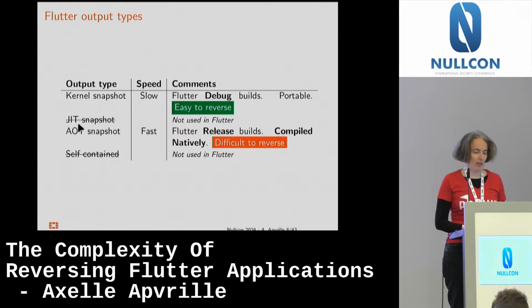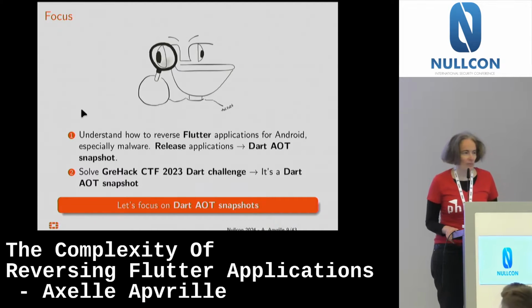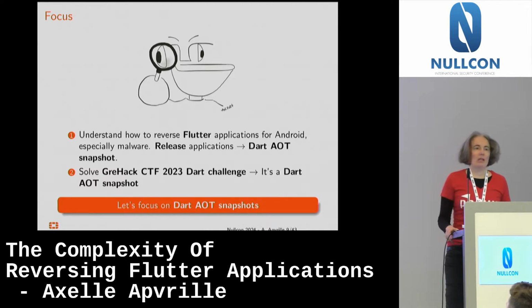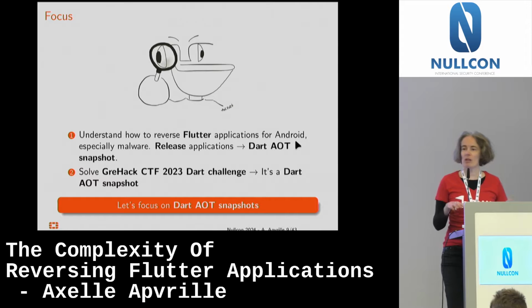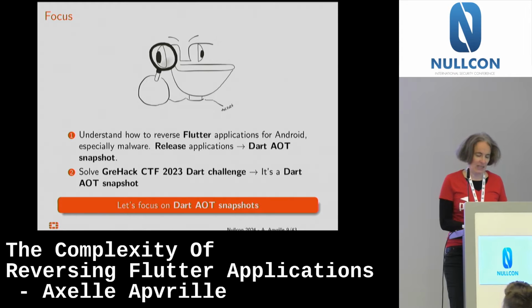The other output types, we're going to forget about them because they're not used in Flutter. So what we will focus on is those AOT snapshots, because as I said, if it's the kernel snapshot, it's too easy. We're not going to discuss it. So it's only the AOT snapshots, and also my CTF challenge was a Dart AOT snapshot. So that's what we'll discuss.